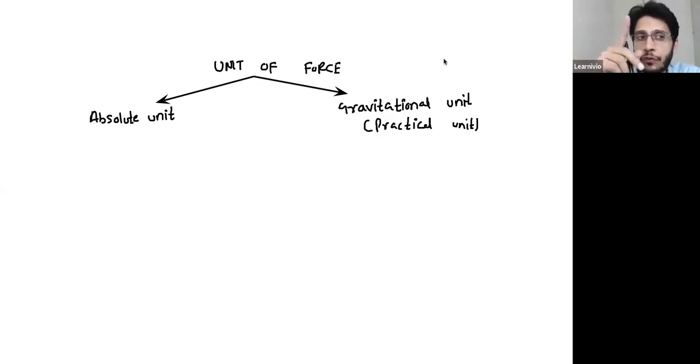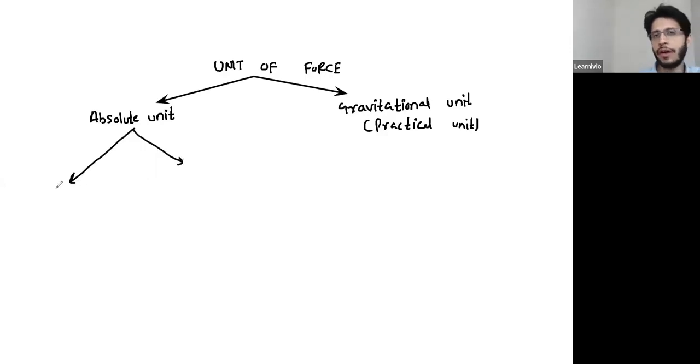Similarly, in the case of force, the SI unit is Newton, but in day-to-day life we never use the SI unit. We use the practical unit, which is kg weight. So this is the absolute unit. You can divide your absolute unit into SI and CGS. The SI absolute unit is Newton. The CGS absolute unit is dyne. The relation between Newton and dyne is this: 1 Newton is 10 raised to the power 5 dyne.